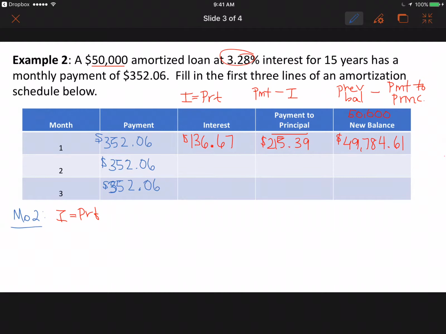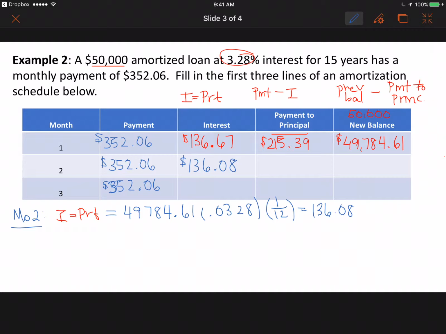All right, so interest is PRT, where now my P is the balance from month 1, so $49,784.61. My rate is still 0.0328, and time is always 1/12. Okay, so plug that into your calculator, and you should get 136.08. So notice my interest has gone down a little bit, but it's gone down, and it should.